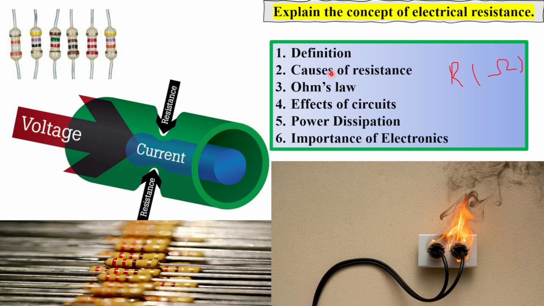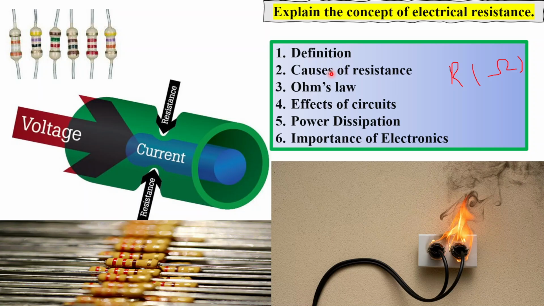It can be the material properties. Different materials offer different levels of resistance. For instance, metals like copper have low resistance, while insulators like rubber have high resistance. Next one, temperature. In most materials, resistance increases with temperature. This is due to increased atomic vibration, which impedes the movement of the electrons.